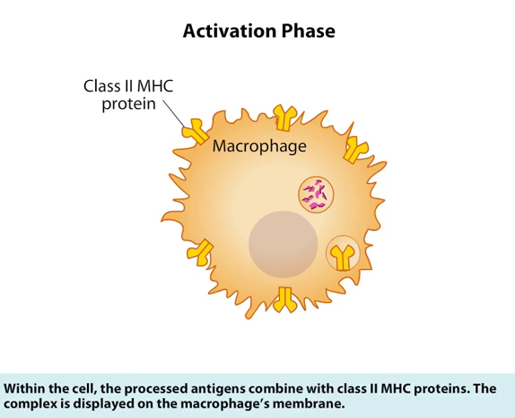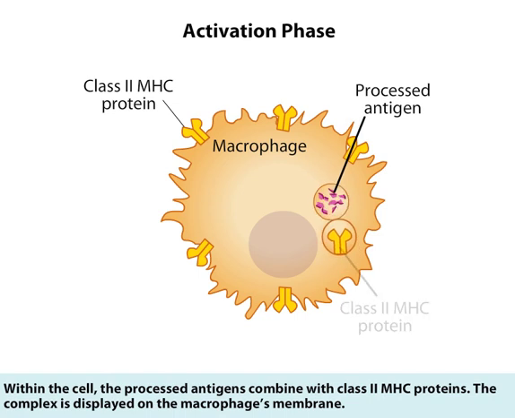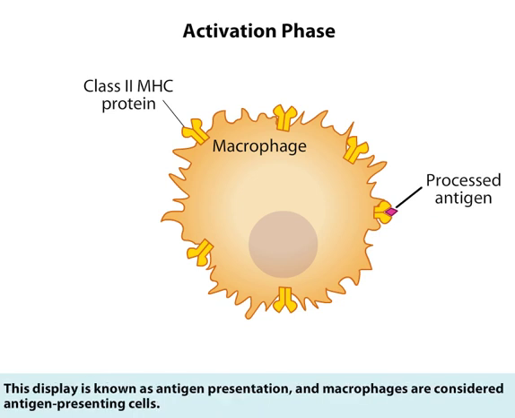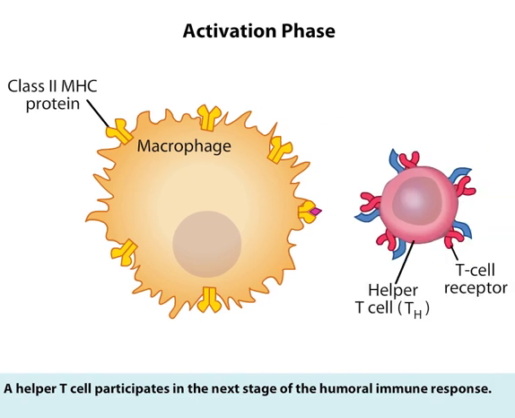Within the cell, the processed antigens combine with class II MHC proteins. The complex is displayed on the macrophage's membrane. This display is known as antigen presentation, and macrophages are considered antigen-presenting cells. A helper T cell participates in the next stage of the humoral immune response.